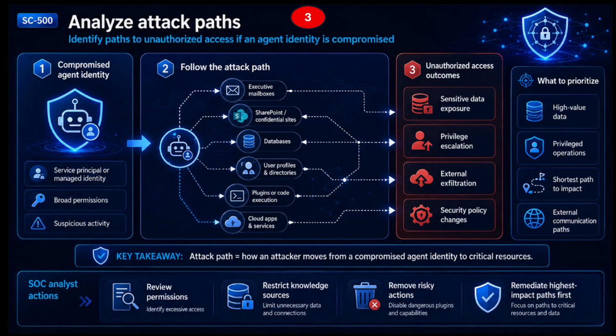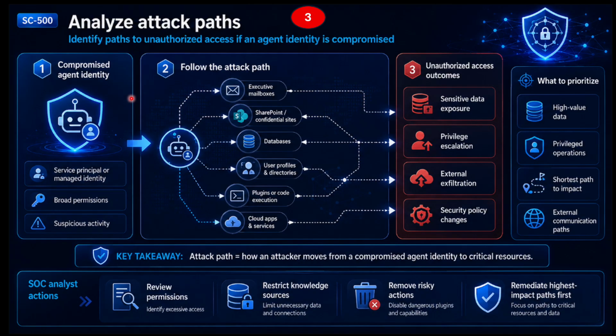This last objective is about analyzing the attack path. We kind of saw that already. We went through it. We look at the different sources and the capabilities of the agent. But the whole point is, what would happen if this agent identity was compromised? Well, first of all, remember that you can disable the identity. That's one of the first things, and we talked about that in the previous videos.